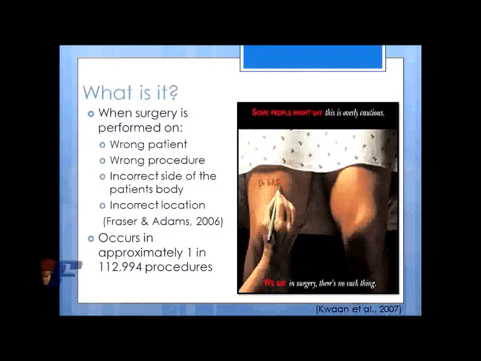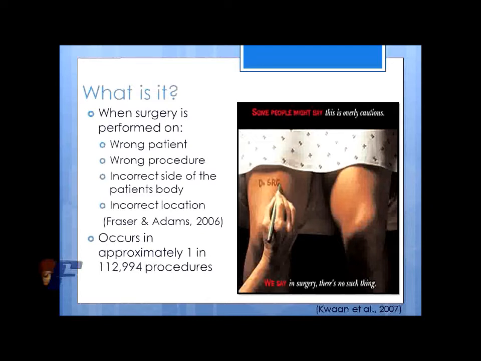Wrong site surgery has likely been an issue since surgery itself began. It can occur for a wide variety of reasons, and in a variety of ways. The most common types of wrong site surgery involve a surgeon performing an operation on the wrong patient, the wrong side of the body, such as the widely publicized case in 1995 where a surgeon amputated the wrong leg, and the wrong location but correct side of the body, for example, removing the wrong finger from the correct hand.